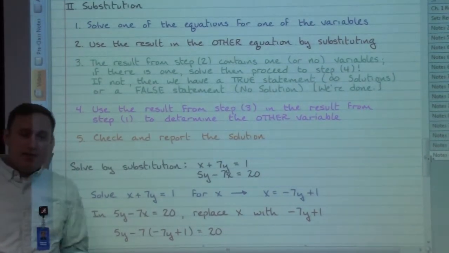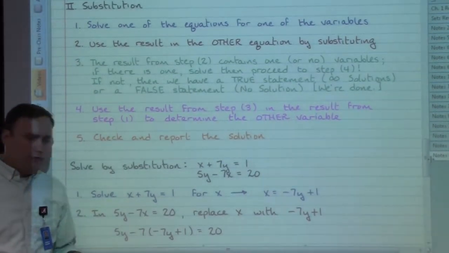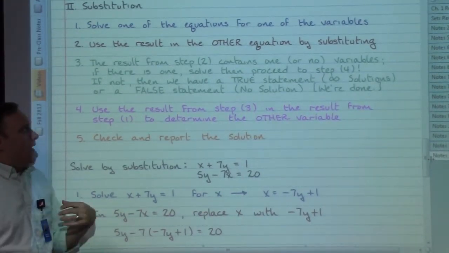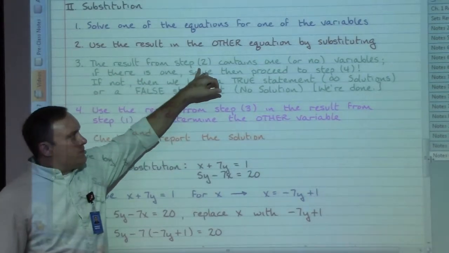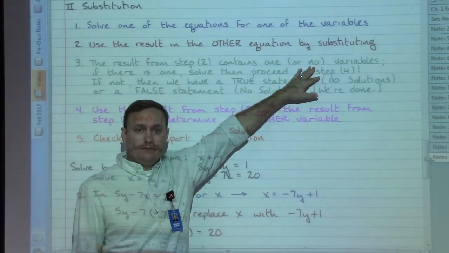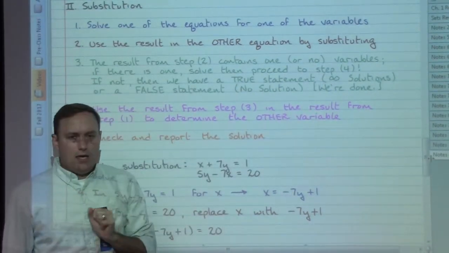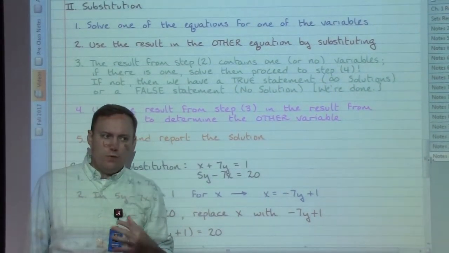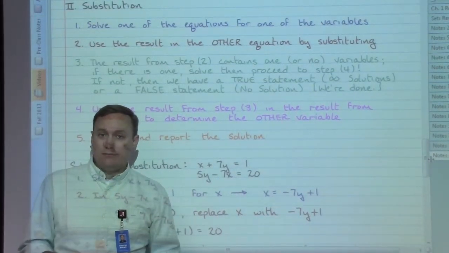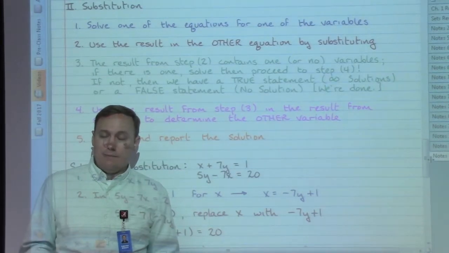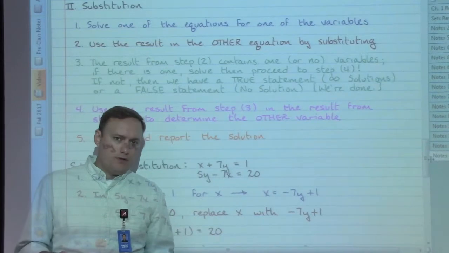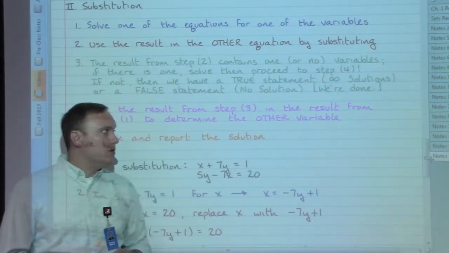Now, with the way that things can turn out that we saw earlier from the graphing as well as from the general discussion, this result from step 2 could end up containing no variables. In that case, we use those comments that we used before. If my variables have gone away and I have a true statement, I would have infinitely many solutions. If my variables go away and I end up with a false statement, then I would have no solution.